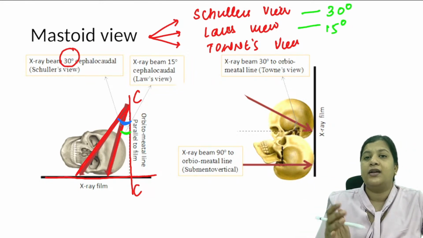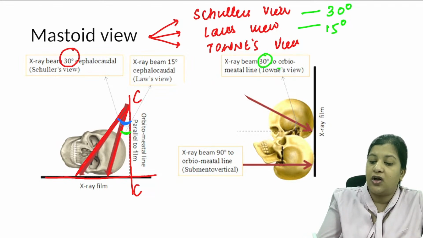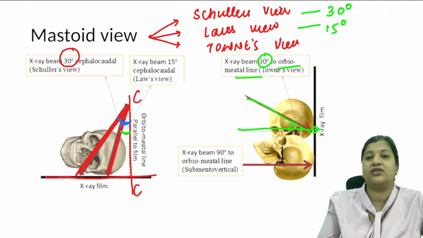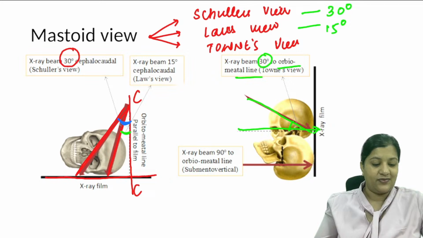And the last one is going to be Towne's view, which is an X-ray beam given 30 degrees to the orbitomeatal line. So from this orbitomeatal line, we take an X-ray shot 30 degrees to it. This is called Towne's view.